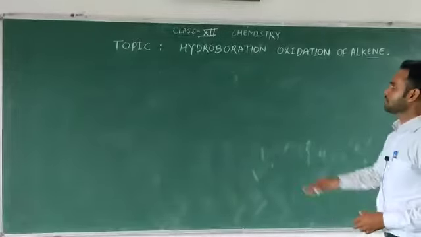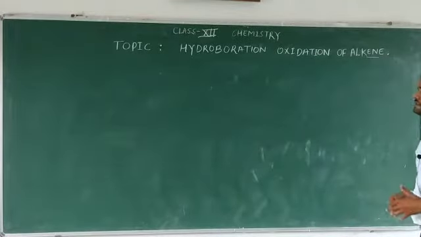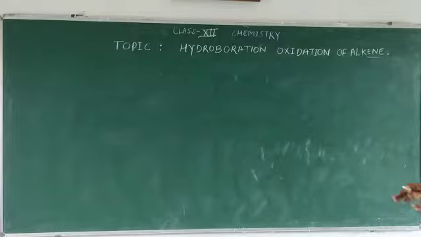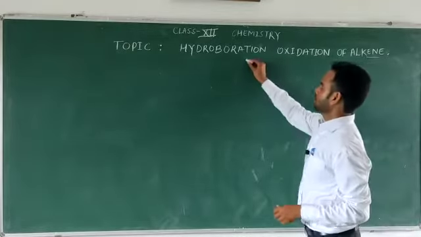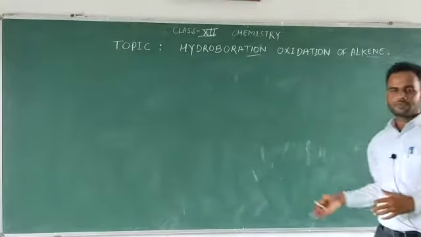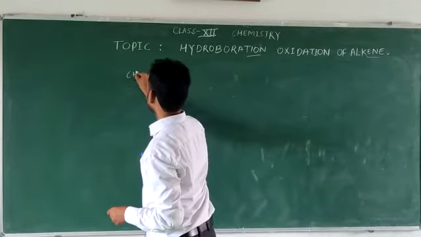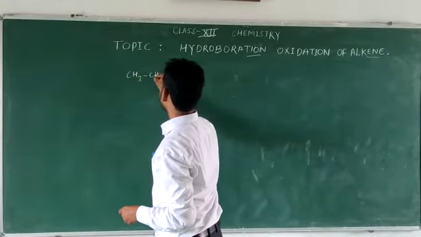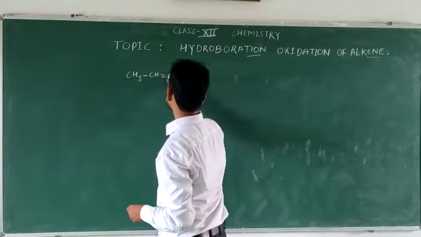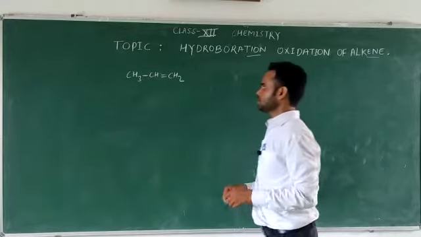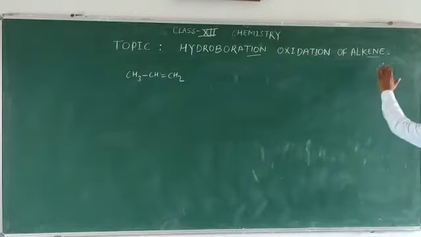So today's topic is hydroboration oxidation of alkenes, on the note of preparation methods of alcohols. This is the topic that in this video we are going to discuss. Okay, so as the first alkene we are taking propene here, CH3 CH double bond CH2. This is propene, the type of alkene.